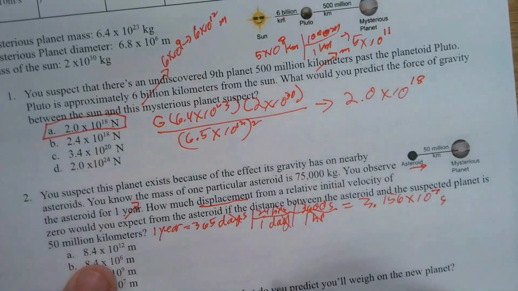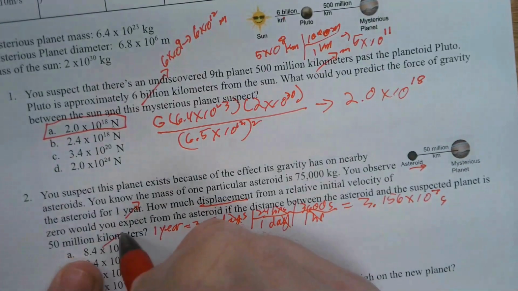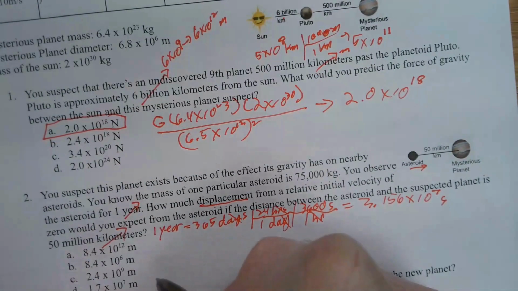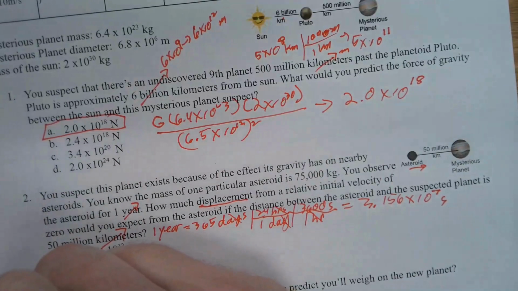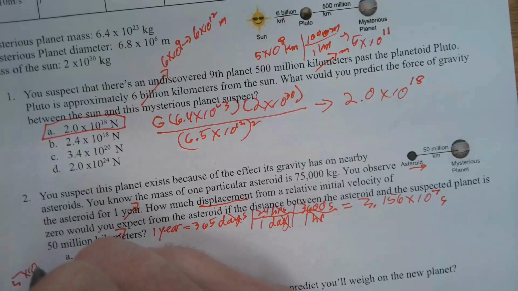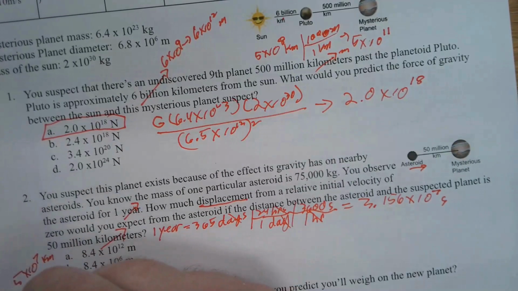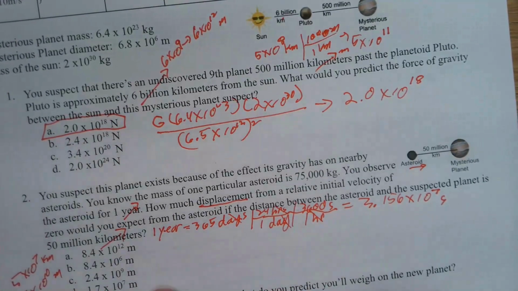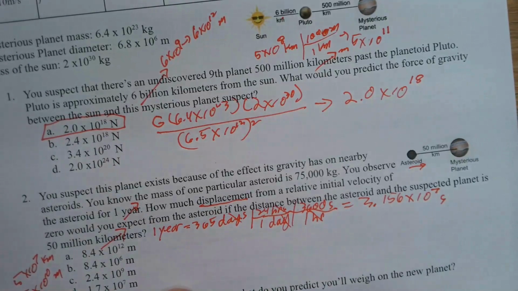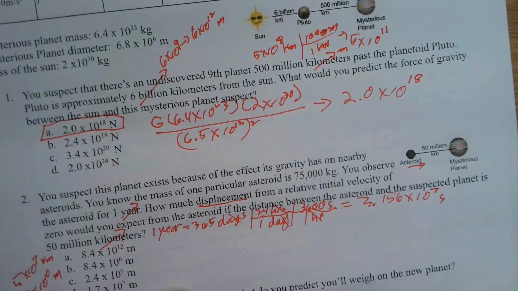And they have a distance of 50 million kilometers. Again, we have to convert that from kilometers to meters. 50 million is going to be 5 times 10 to the 7th kilometers, which converts to 5 times 10 to the 10th meters. We are ready to put them into our equation.